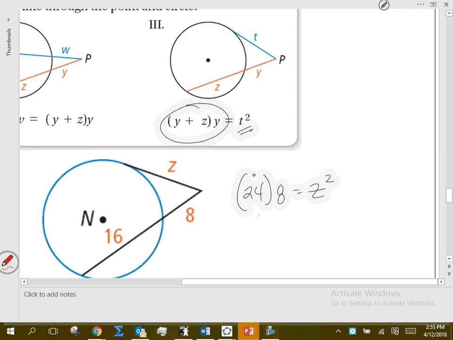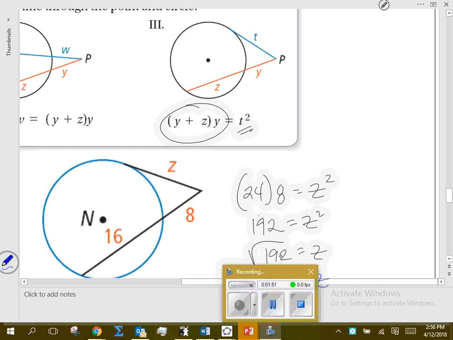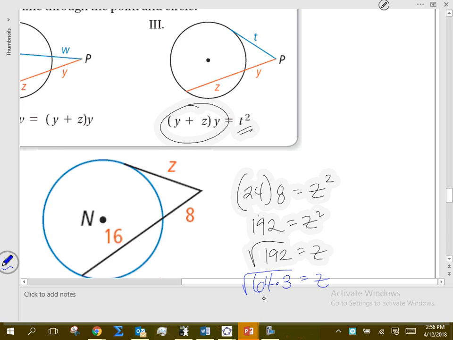Okay. That's 192 is equal to Z squared. So radical 192 is equal to Z. And then maybe you start breaking 192 down. Maybe you look at that and recognize that 64 divides 192. Does anybody know that? So it's that. What's the square root of 64? 8. Okay, so Z is 8 radical 3 in that situation.